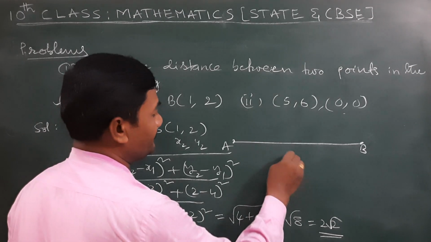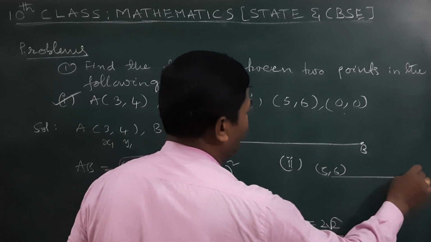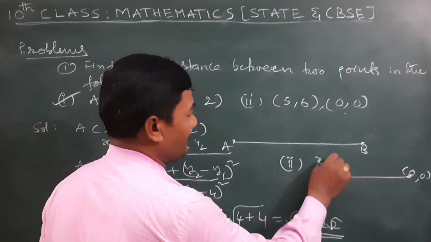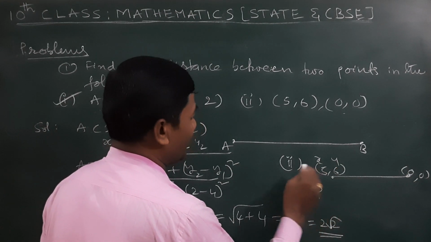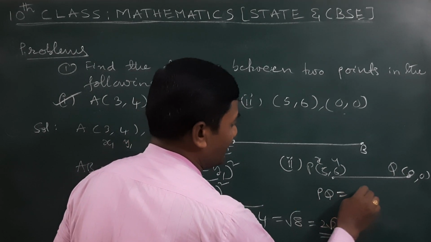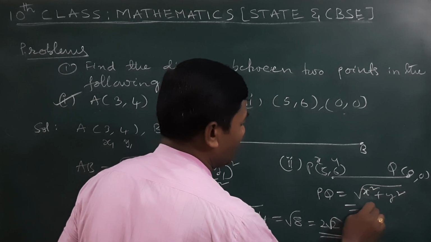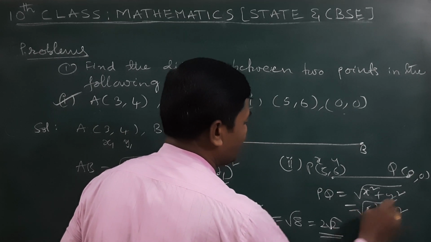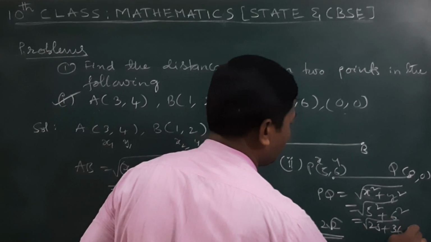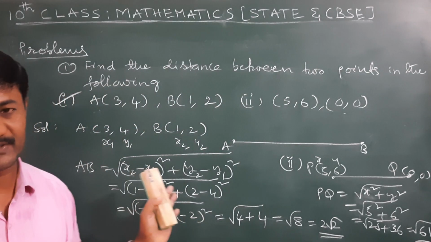Now the second problem: one point is (5, 6), another point is (0, 0). By using the origin condition, the distance between 2 points, this is (x, y) and this is the origin. So PQ, this is P and this is Q. What is the formula? Directly under root of x square plus y square, which is equal to under root of 5 square plus 6 square. 5 square is 25, 6 square is 36, so the answer is root 61. Thank you very much for listening.